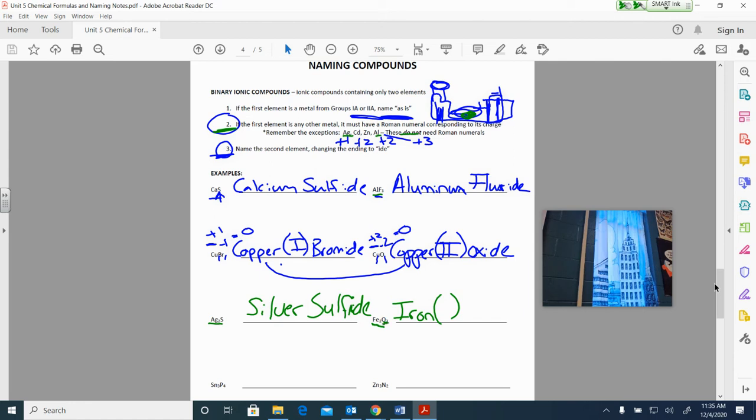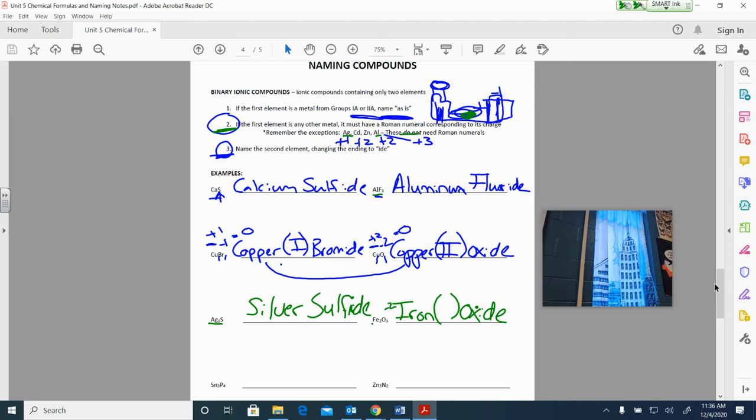Now, O, we've already done before. O on the periodic table is oxygen. It's the second element, so I'm going to change its name to -ide, so it becomes oxide. But I need to figure out the charge. On the periodic table, I know oxygen's charge, but I don't know iron's, so I'm going to compare them. Oxygen on the periodic table is a -2.